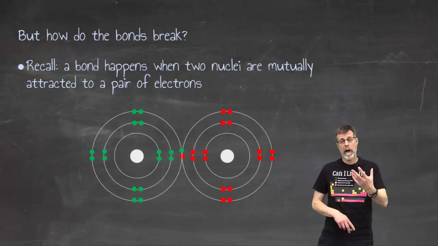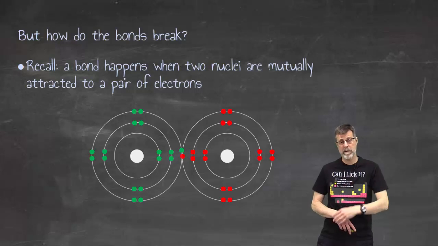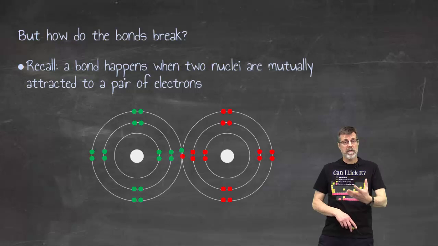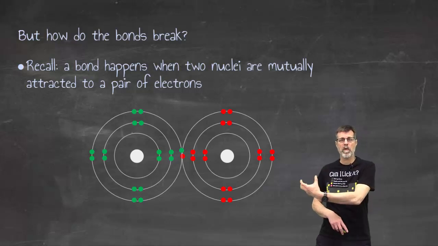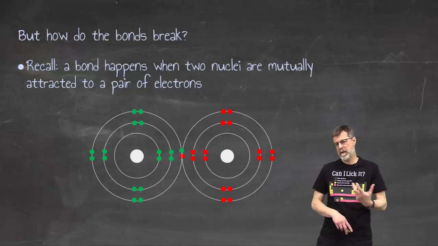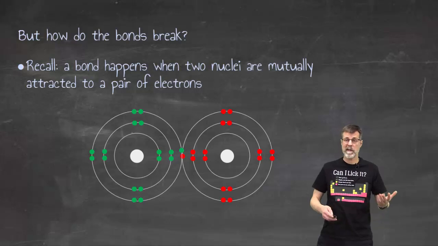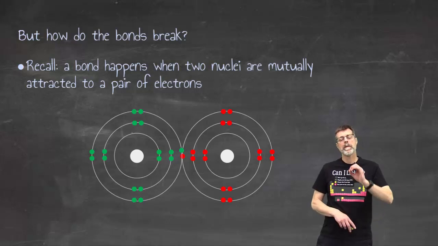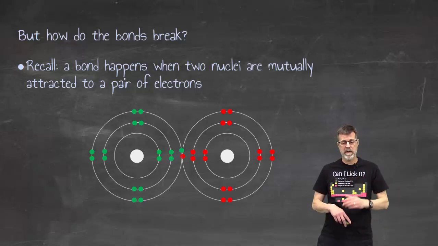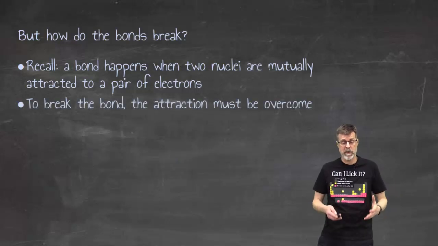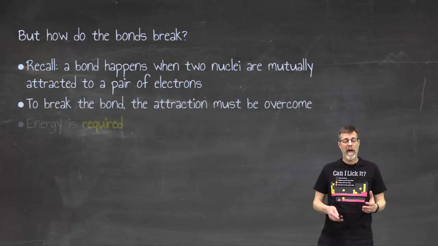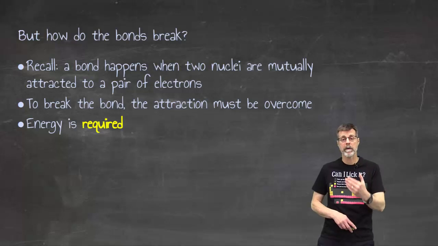I've got two atoms attracting that pair of electrons simultaneously. That's the bond. They're sharing those electrons, but that sharing means that both nuclei, positive charges, are attracting both electrons, negative charges, and both of them are trying to do that, so they end up sharing the electrons. If I'm going to break that bond, I'm going to need to overcome that attractive force. That is going to require energy.